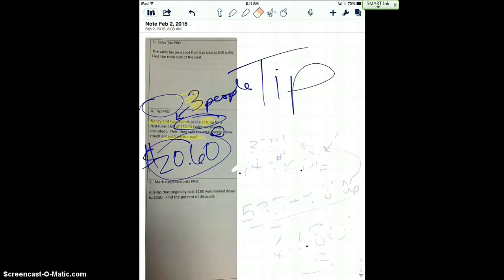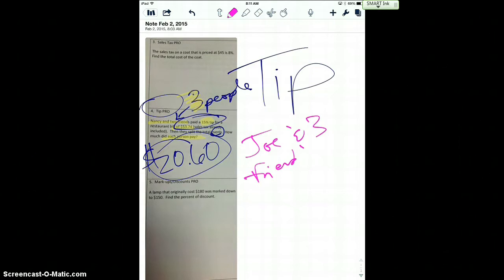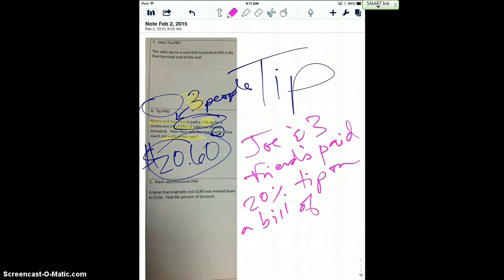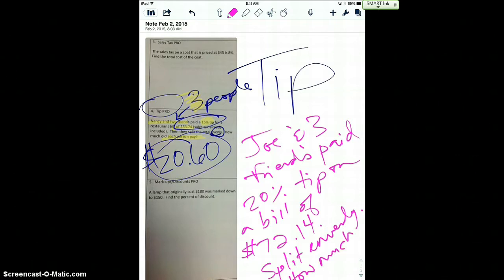All right, the practice problem that you're going to do for tip, if you did not get proficient on this, is going to be Joe and his 3 friends. They paid a 20% tip on a bill of $72.14 with sales tax already included. They split it evenly. So how much for each person? How much will they each pay? Okay, so go ahead and pause the video if you need to write that out.